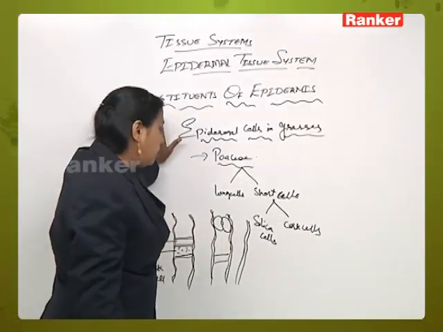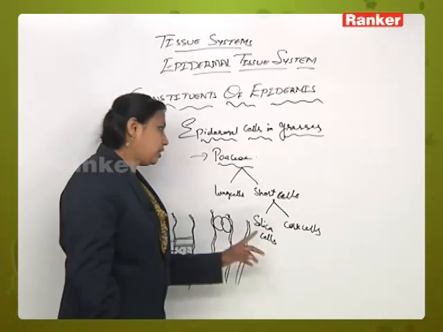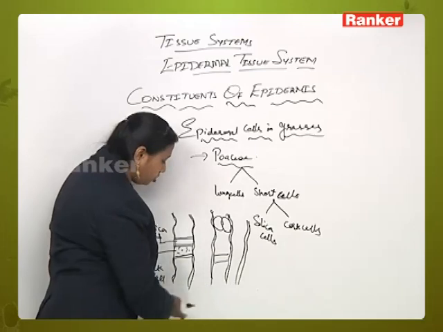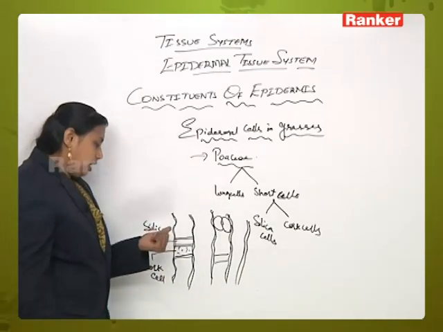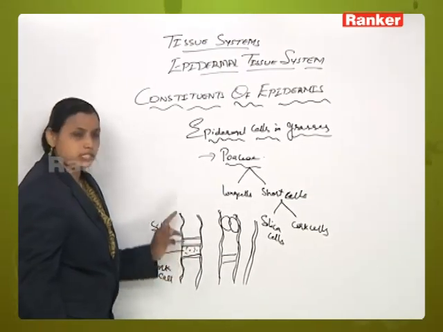Now, we said short cells are again differentiated into silica cells and Koch cells. So, for example, in a structure showing Koch cells and silica cells, we see that these silica cells and Koch cells are occurring one above the other, side by side.